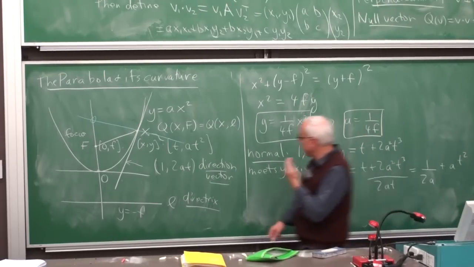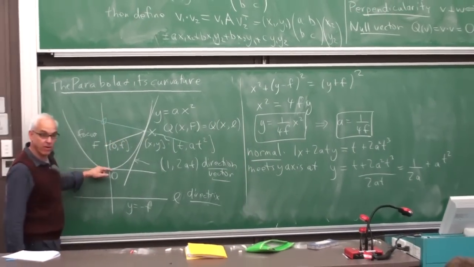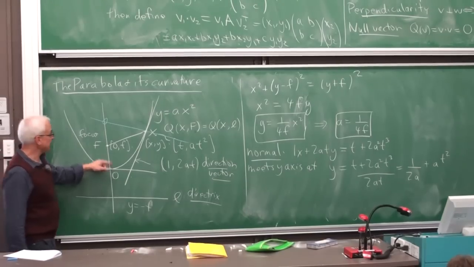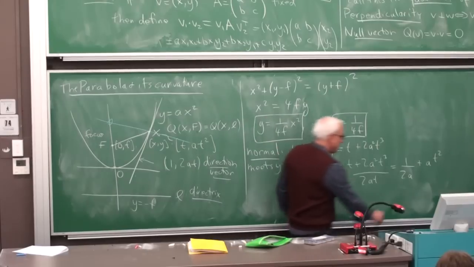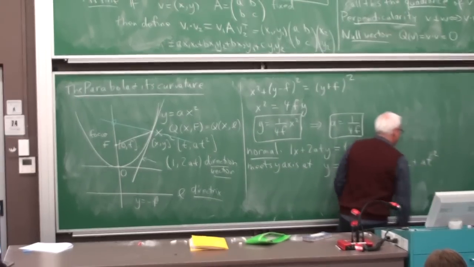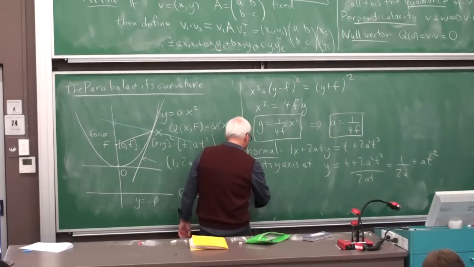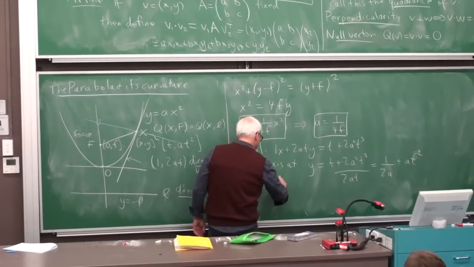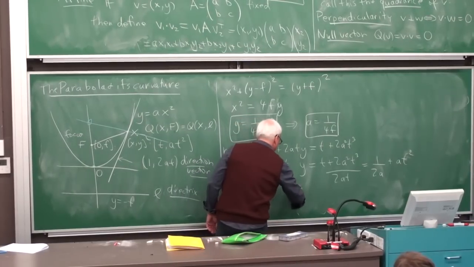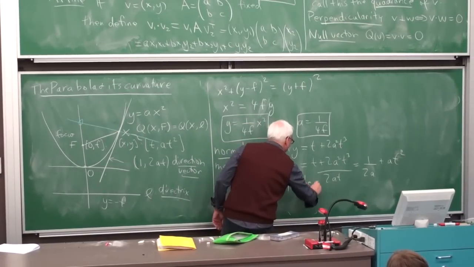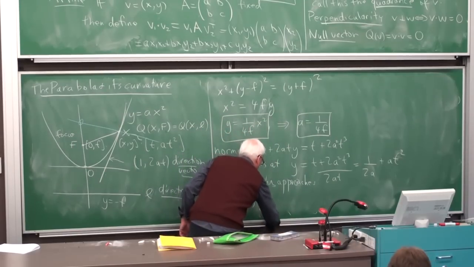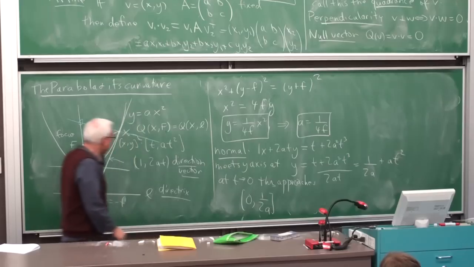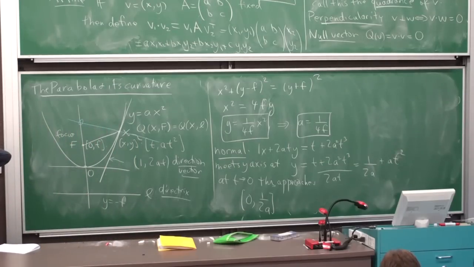And then if I look at what happens as t approaches 0, this point here, which I've just calculated, will approach 1 over 2a. So as t goes to 0, this approaches the point (0, 1 over 2a). And that's the center of curvature.